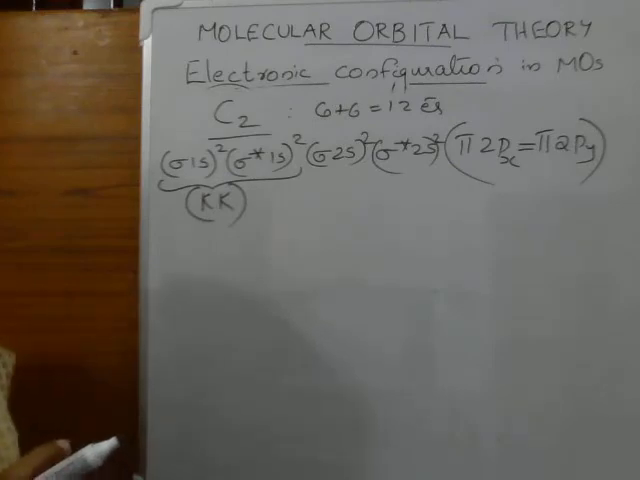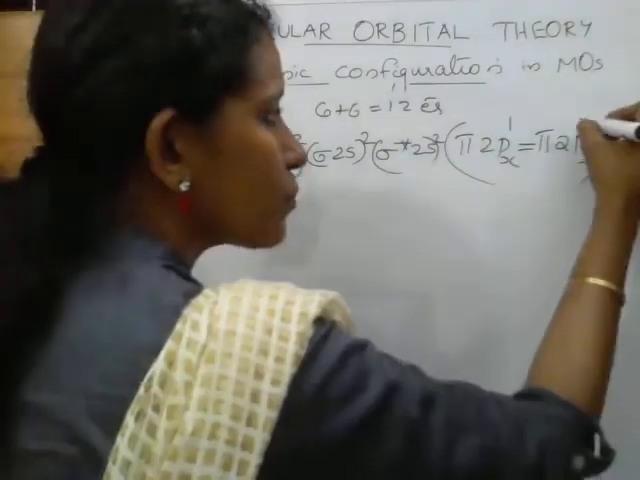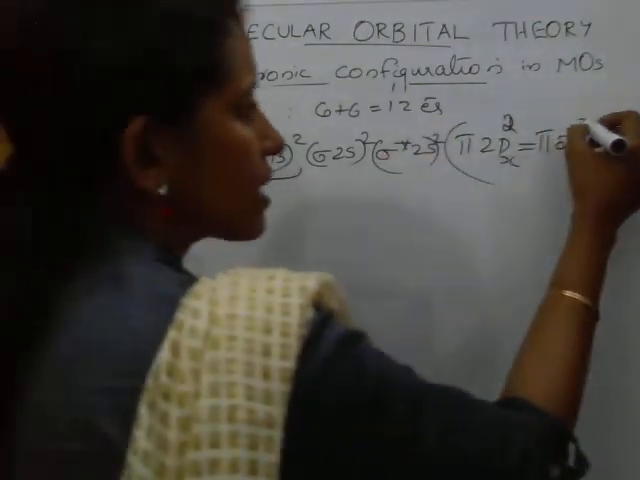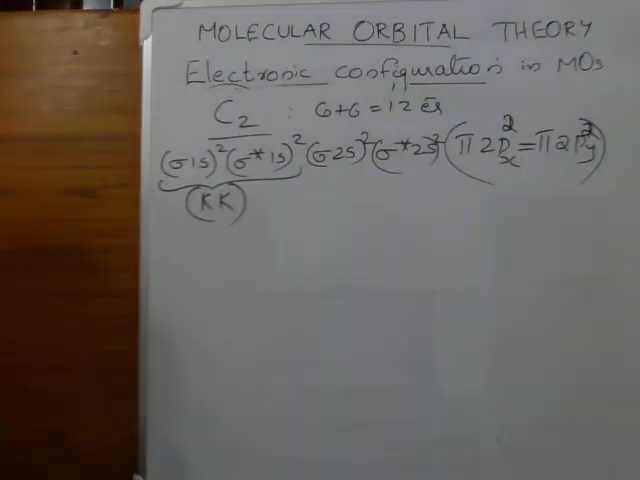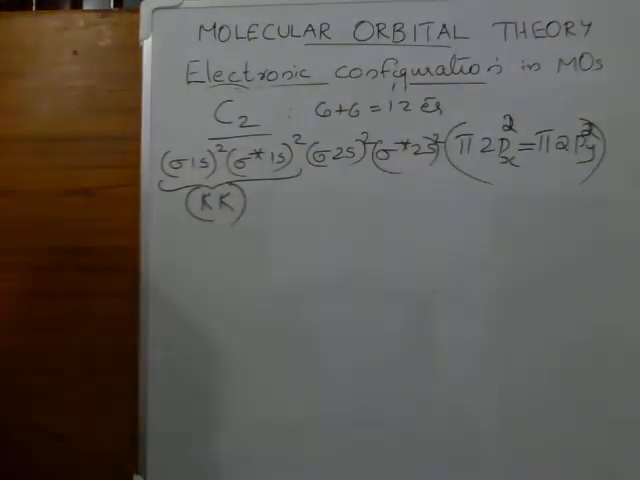Remaining 4 more electrons. First electron will be in 2px. Second electron goes to 2py. Third electron will start pairing in 2px. Fourth electron in 2py. So this is the configuration. 2, 4, 6, 8, 10, 12, 12 electrons. This is the configuration in C2 molecule.